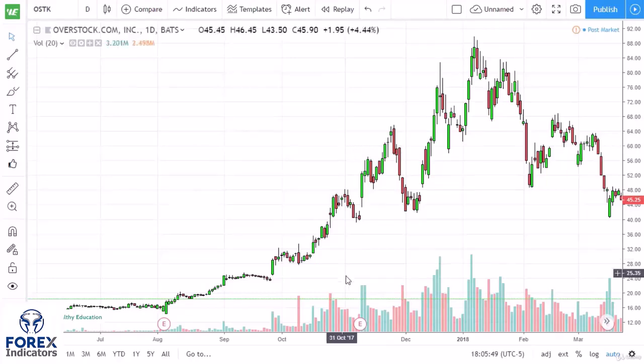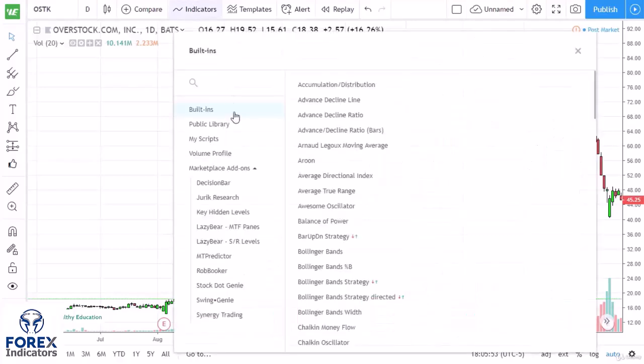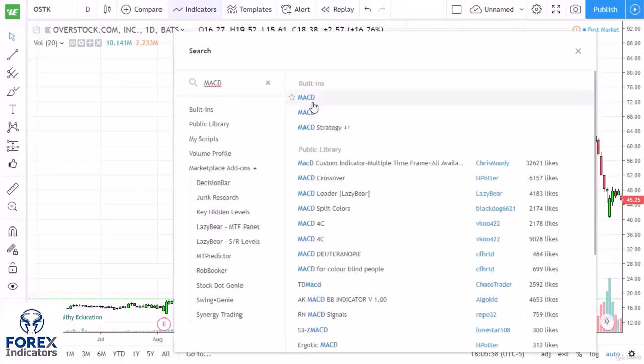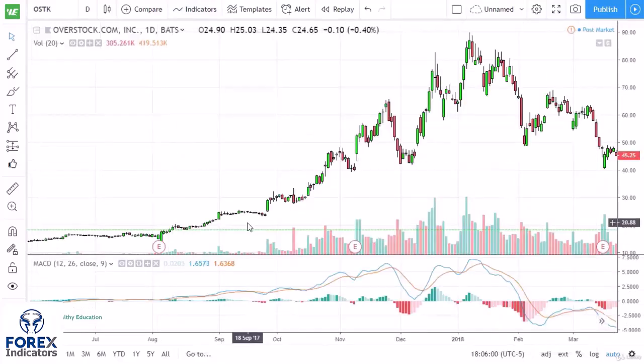And the MACD is an indicator that has moving average convergence divergence is actually what it's called.